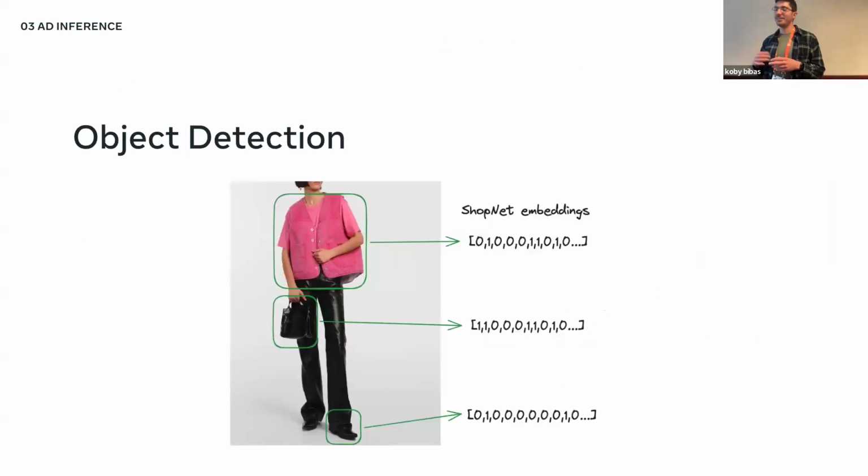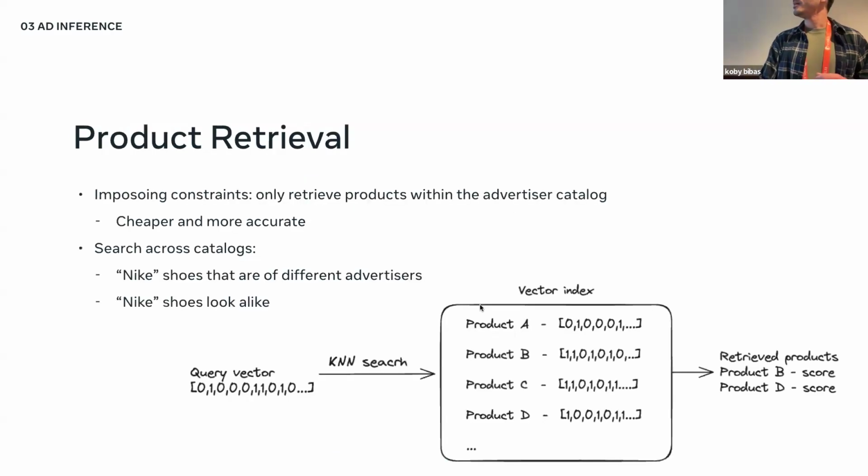In case this is not the case, we need to apply the object detection that detects the commercial objects and extract the ShopNet embeddings. Then we query the vector index. The vector index returns a list of products. Here it's interesting to see that we applied the advertiser catalog constraint. So we don't search in the entire index. We search only in the advertiser catalogs.